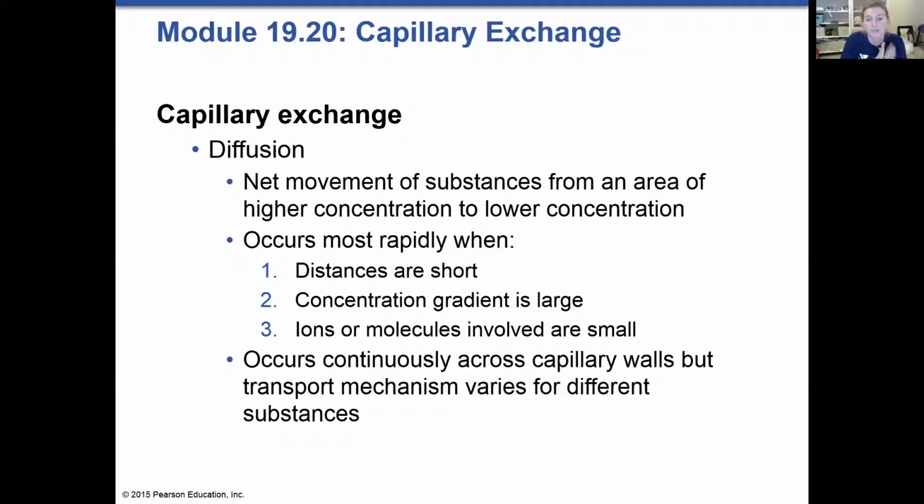And then finally, if the molecules are very small, like water, or like sodium and potassium and calcium, just small ions, they're going to diffuse quicker than larger molecules like amino acids or glucose or even plasma proteins, which in some cases don't diffuse at all. So this is going to occur continuously across our capillary walls, but depending on the substance, it can occur differently.